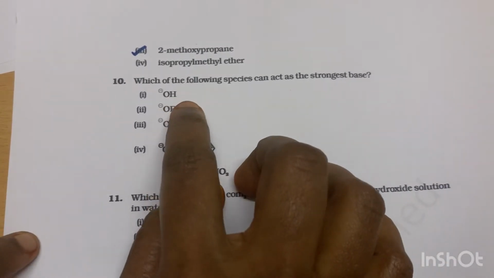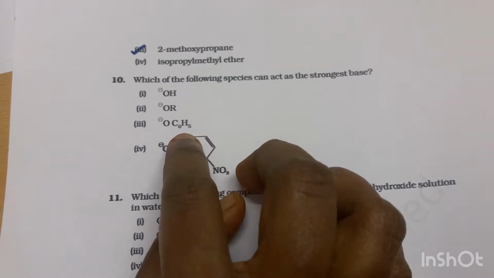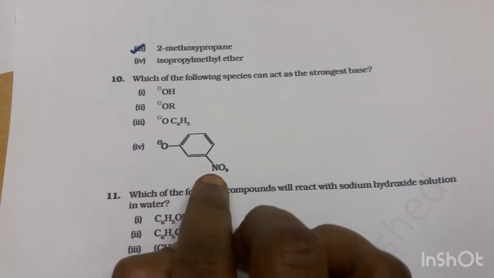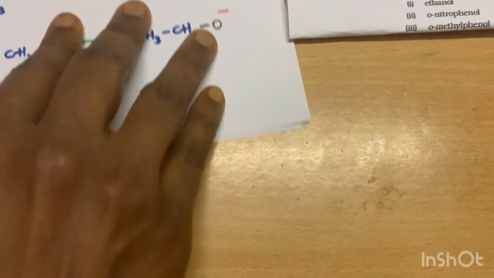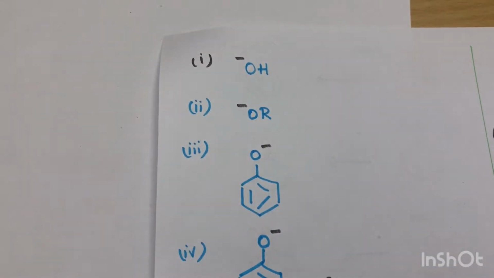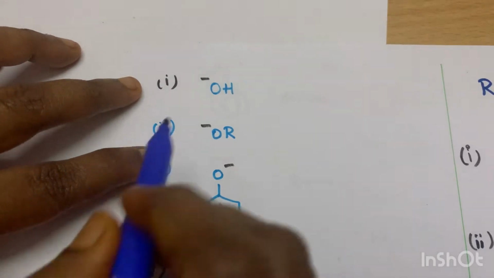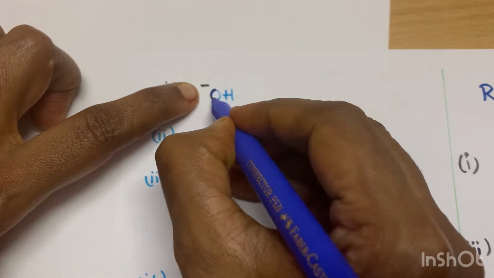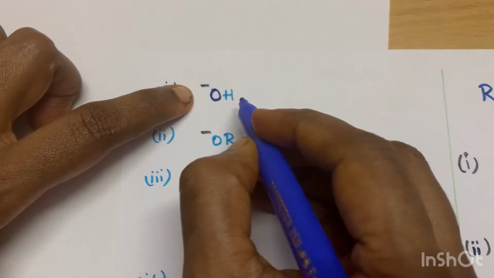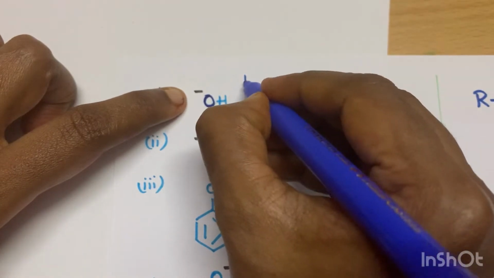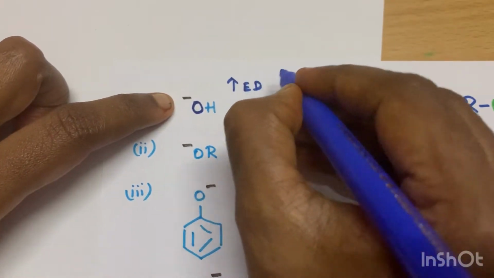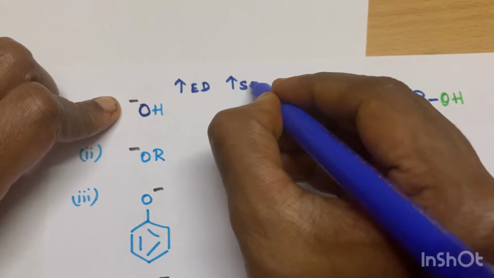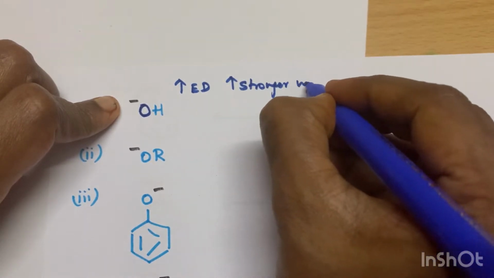So they have given the hydroxyl anion and the alkoxide anion, phenoxide anion, and the phenoxide anion substituted with nitro group. Listen students, this is a very important concept that I am going to tell you. This concept will help you in the further questions also. So they have asked which is a strong base. So we are seeing an electron density over the oxygen atom, right? The more the electron density, the stronger will be the base.